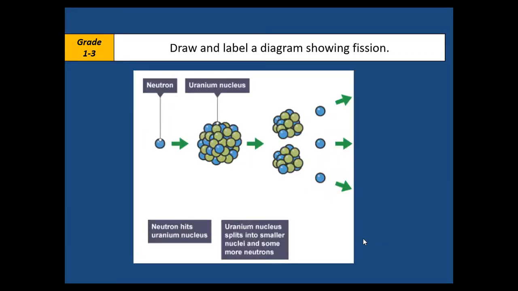Okay, let's go through this. So to show fission in diagram form, just draw a circle. You can just draw a circle for the nucleus. You don't need to show all the protons and neutrons. You've got a neutron absorbed by uranium nucleus, splits into smaller nuclei and more neutrons.